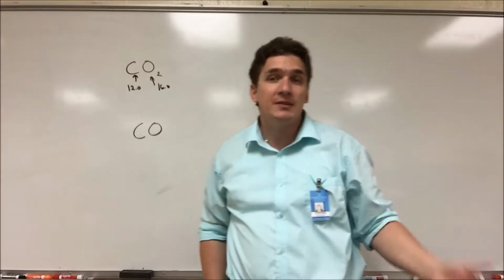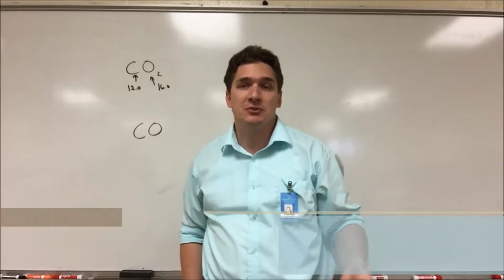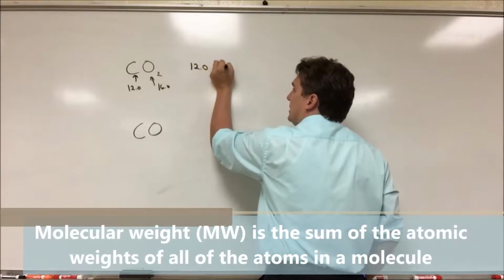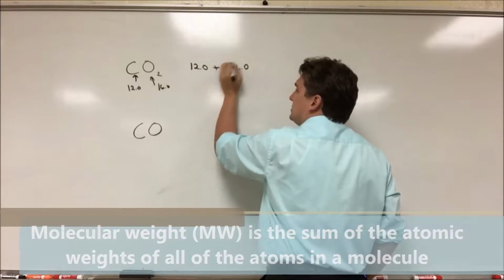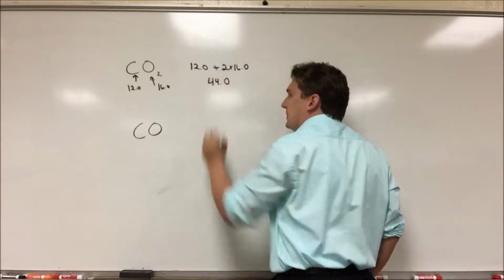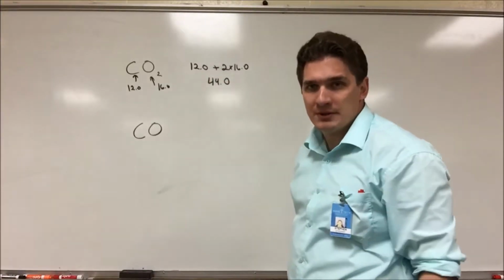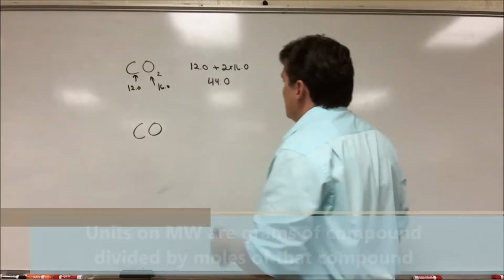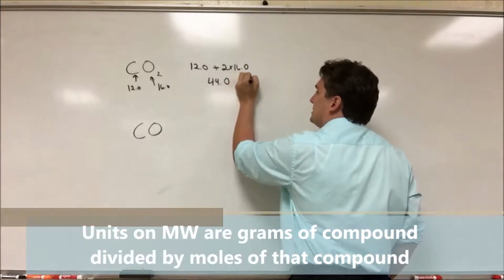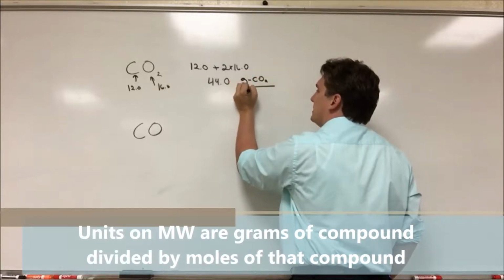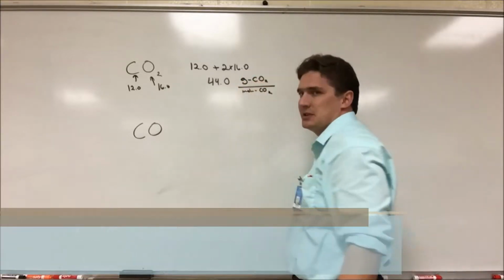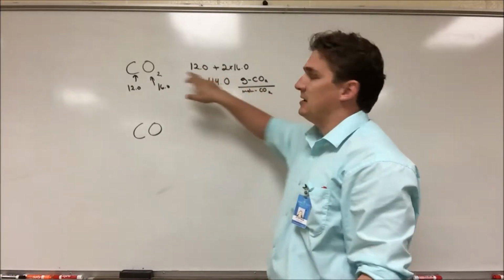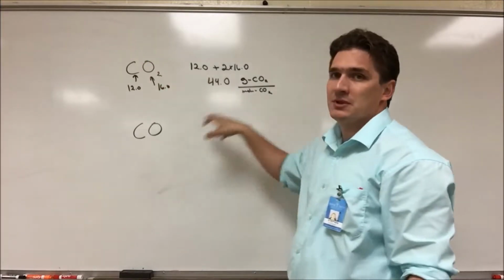So if we want to figure out the weight of CO2, all we have to do is add up the weight of the individual atoms. So we've got 12 due to carbon, and we've got two oxygens, so this is twice 16, so this will give us 44.0. So what are the units on this 44.0? Well, this is your first conversion factor. This is how you go from mass to moles. So this is 44.0 grams of the compound divided by moles of the compound. So when you add up the atomic weights, the number you get is the grams of the molecule divided by moles of the molecule.